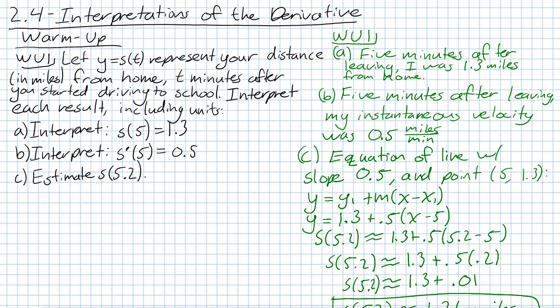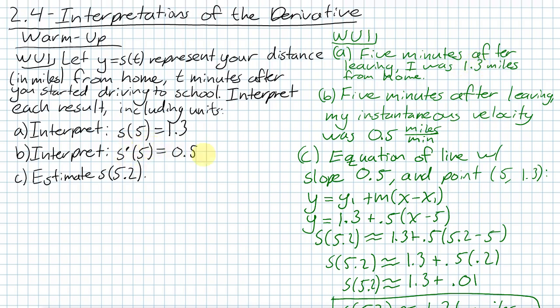So for the first one, A, when we say s of 5 is equal to 1.3, the input is the t minutes, so that number 5 is the number of minutes after leaving, and the output, s of t, is your distance from home. So this just means 5 minutes after leaving, I was 1.3 miles from home.